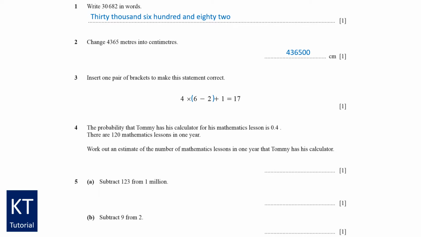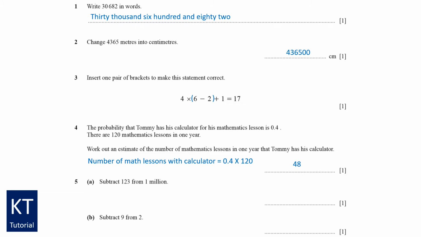Question 4. The probability that Tommy has his calculator for his mathematics lesson is 0.4. There are 120 mathematics lessons in a year. Work out an estimate of the number of mathematics lessons in a year that Tommy has his calculator. This would be multiplying the probability by its total.